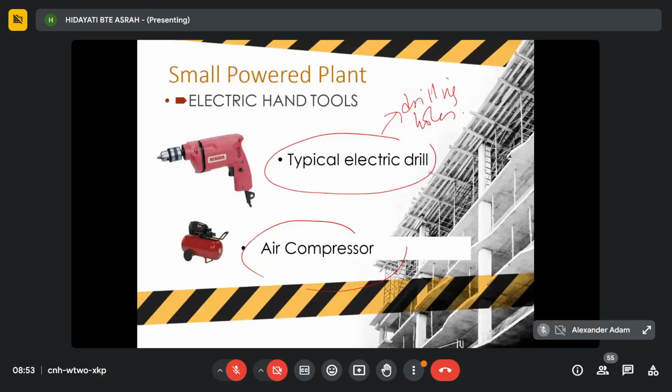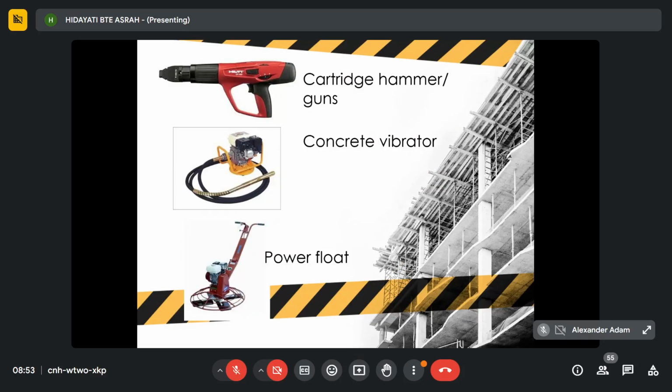Okay, and then cartridge hammer or guns. This one is used for fixing material such as concrete and steel. This one is the concrete vibrator, which you use in compacting fresh concrete.